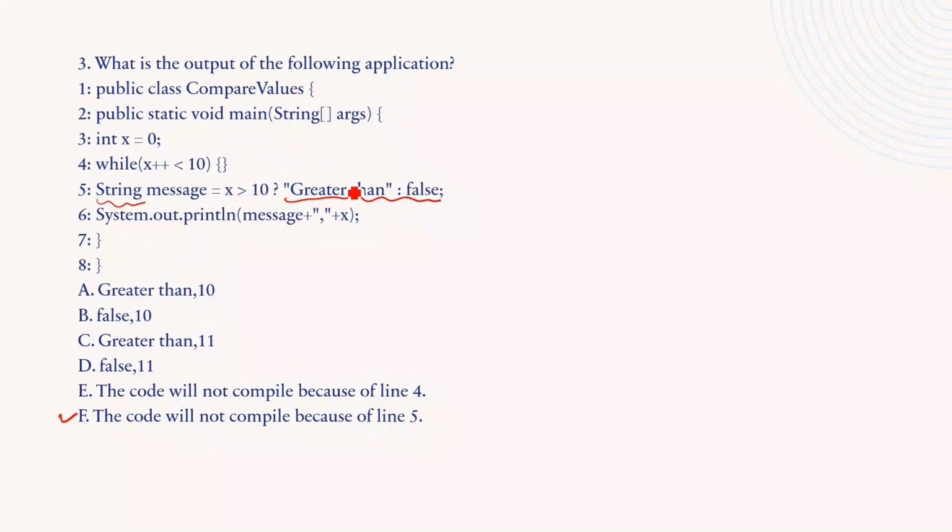If this had been something like System.out.println, with this statement inside it, then it would have worked, because the System.out.println statement doesn't really care what kind of data you are trying to display on the console. It just takes the data and displays it on the console. But when you are storing the data in this ternary operator case, both of them should be of the same data type. If this had been a double-quoted "false", then there would be no issues, right? So the answer will be F, because it will not compile because of line number 5. Very simple to understand. We have already discussed this in detail.